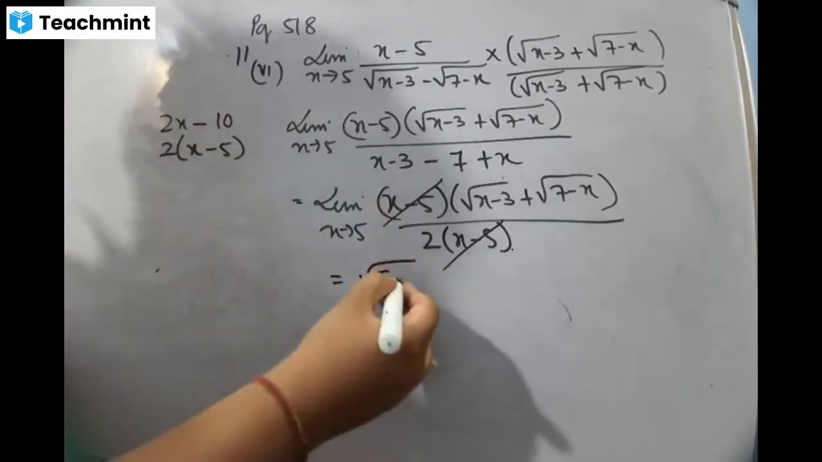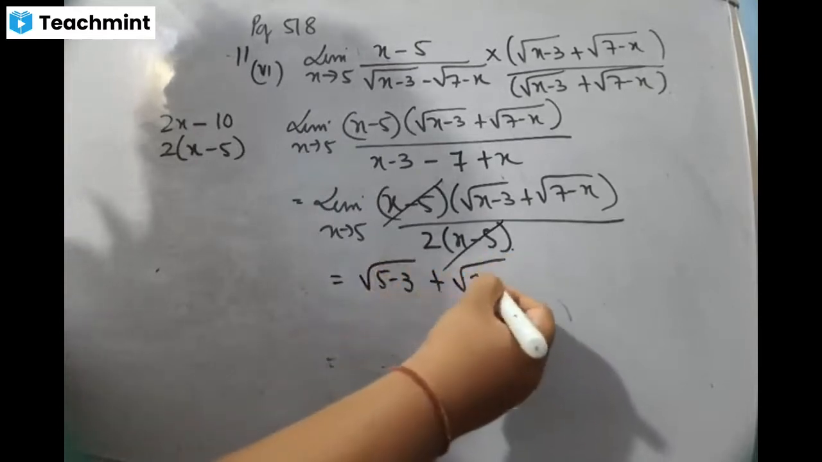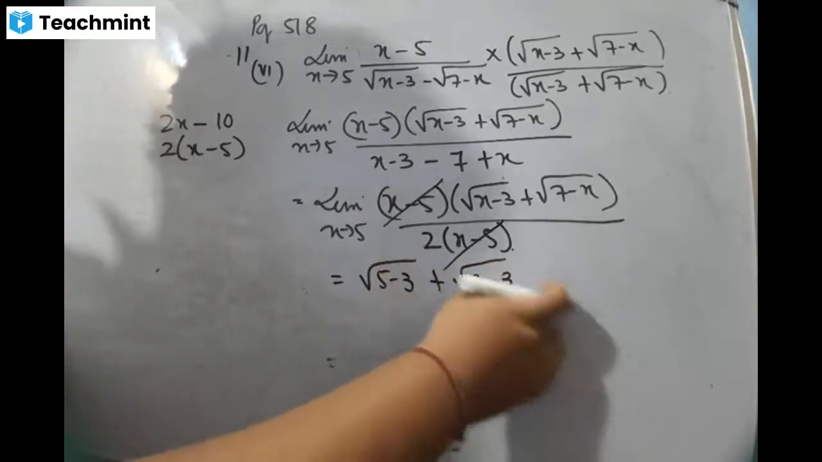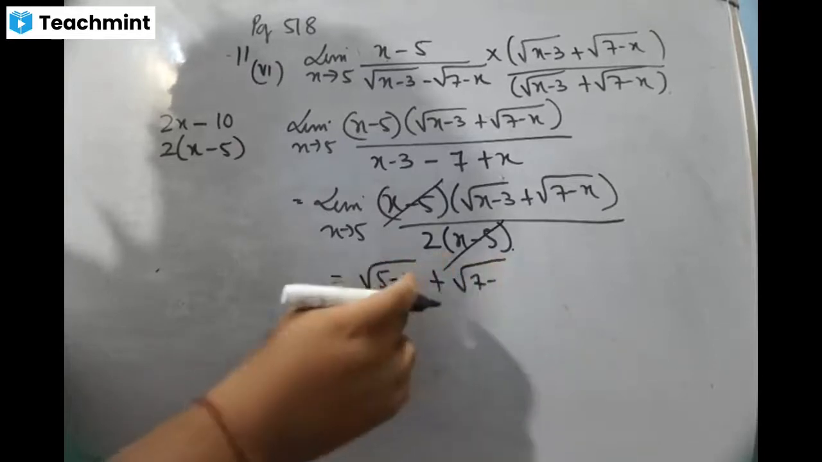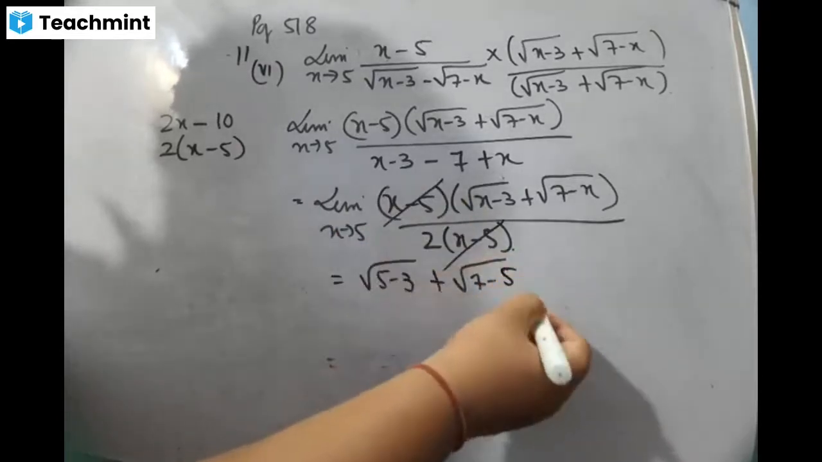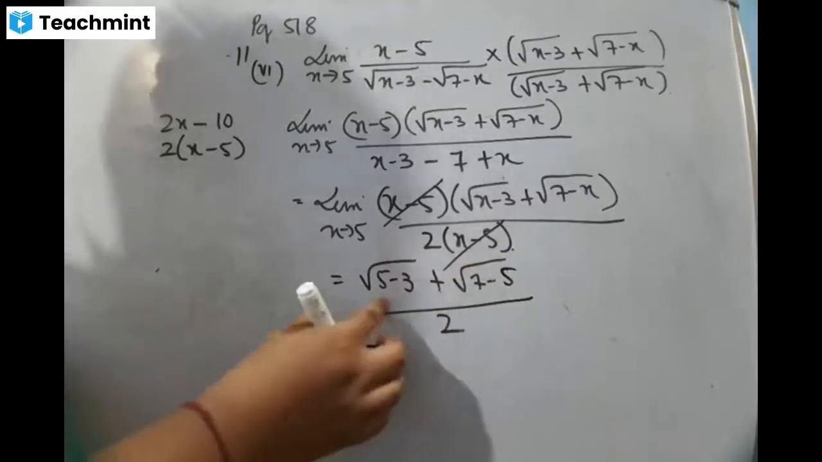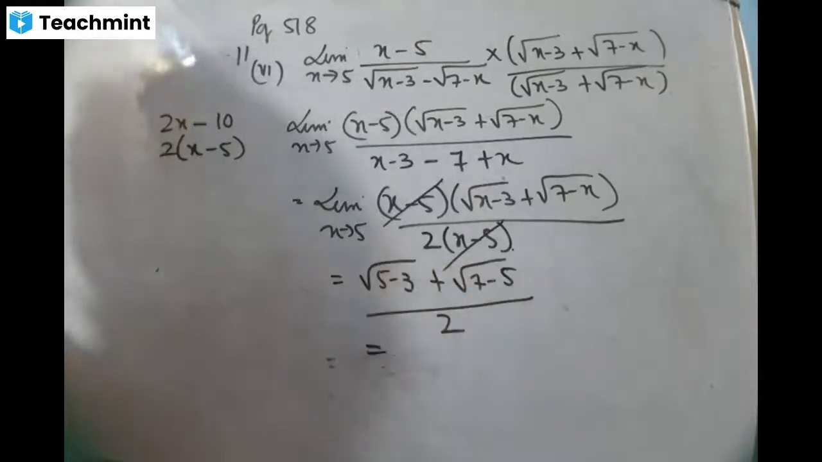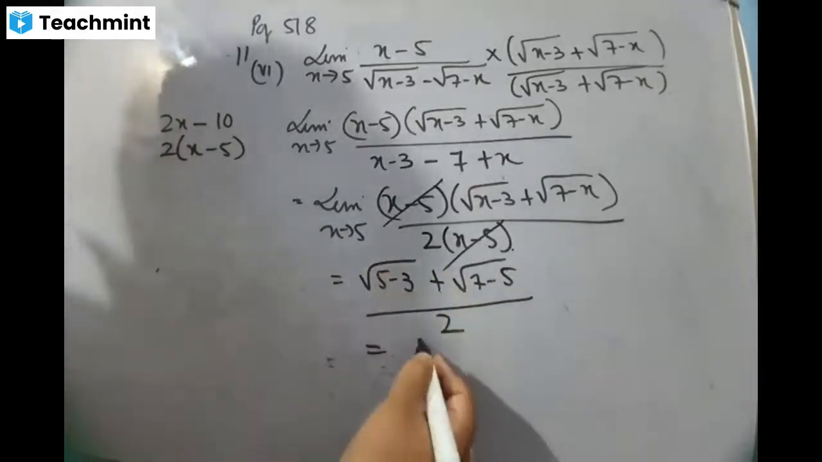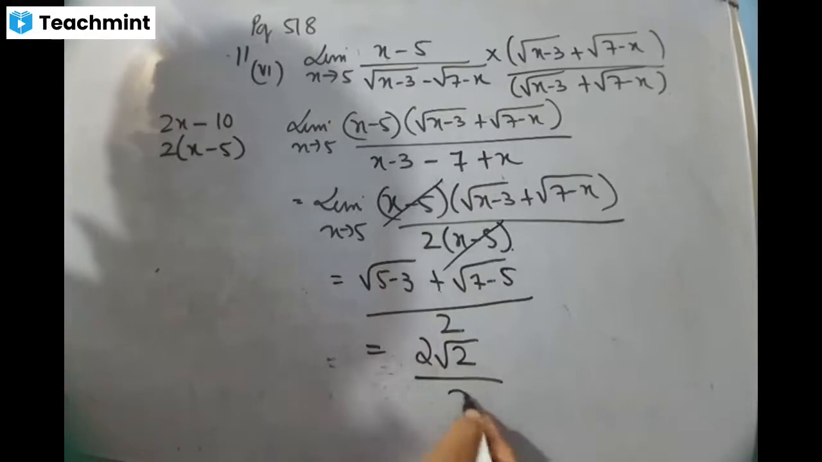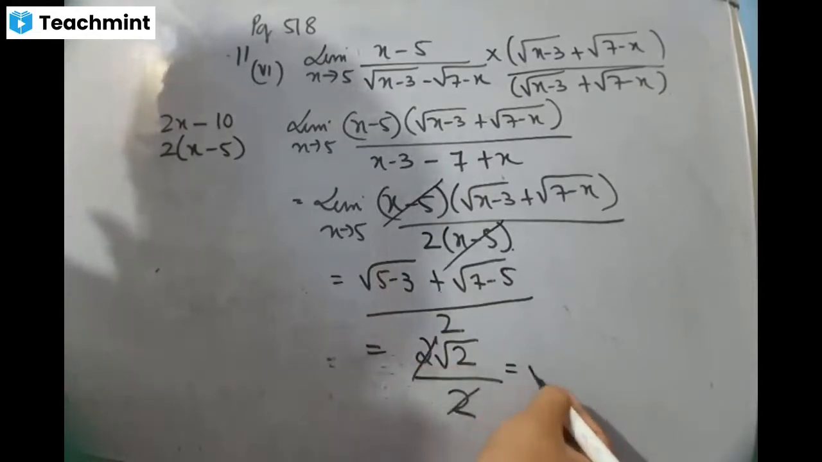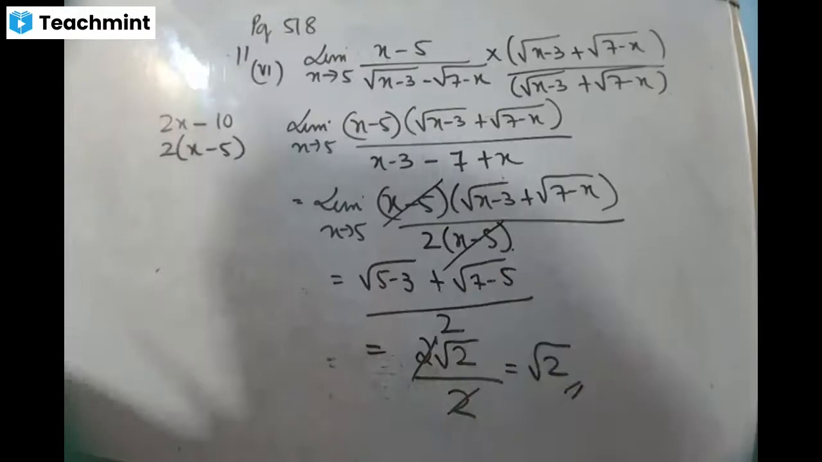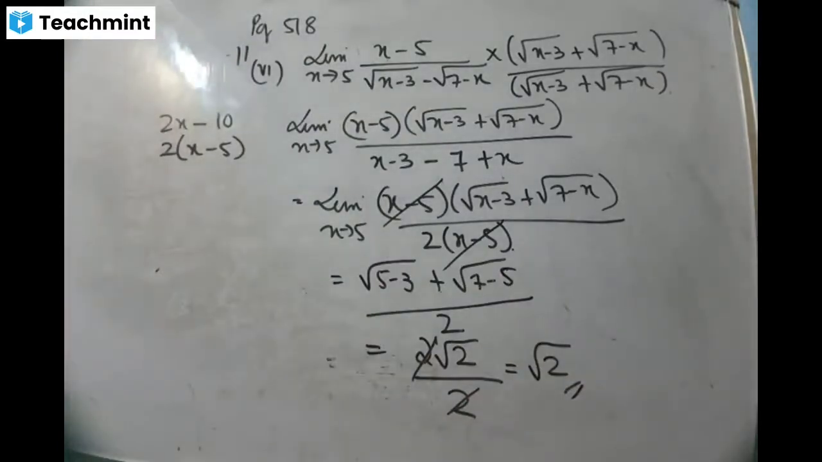So what is the value of x? 5 minus 3 plus root 7 minus, what is the value of x? 5, divided by 2. So what do you get? Root 5 minus 3 is root 2. 7 minus 5 is also root 2. So root 2 plus root 2 will give you 2 root 2. Divide the whole thing by 2. So 2 and 2 gets cancelled. So the value of this limit is root 2. Is that clear, everyone? Okay.